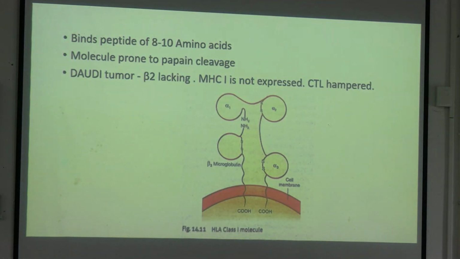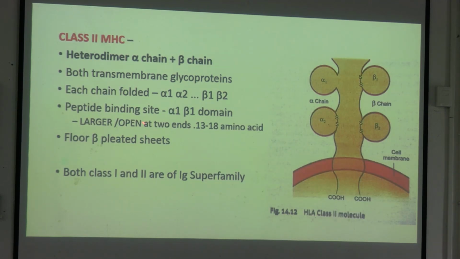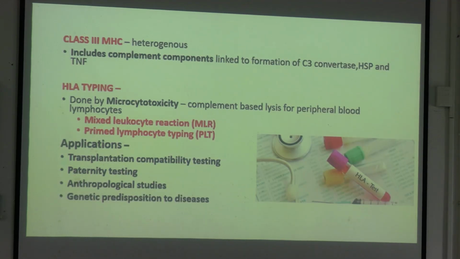MHC class 2, if you see here, is a heterodimer of alpha and the beta chain. So they have an equivalent proportion of alpha and the beta chain in their structure. MHC class 3, it induces the complement system. It is again a heterogeneous molecule.